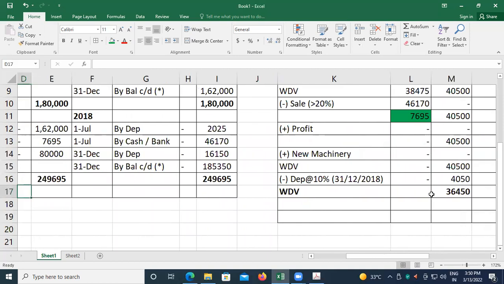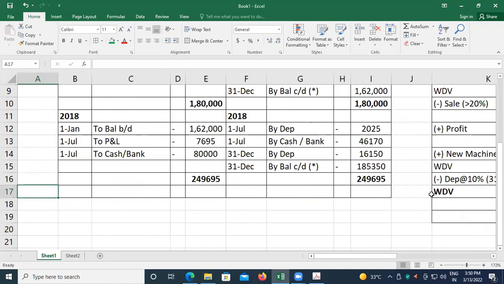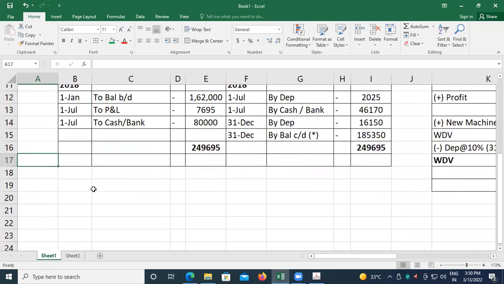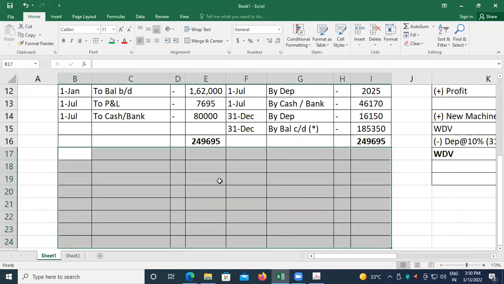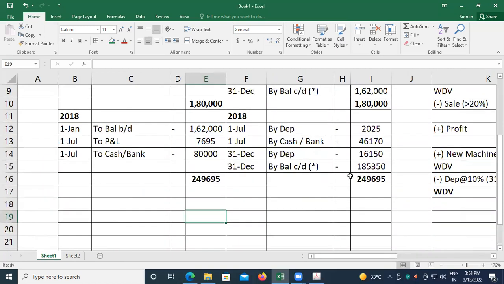Okay, so let us further go to the last year of the asset. So now we are going to the last year. This is the end of the problem year. So let me make it to some box here, and this is the balance carried down. Now 2019. Okay, let us go to the last year, 2019.